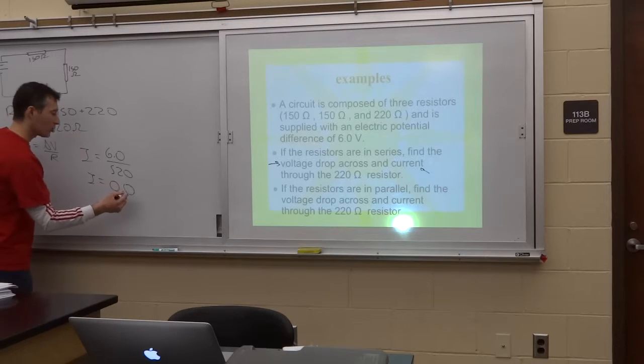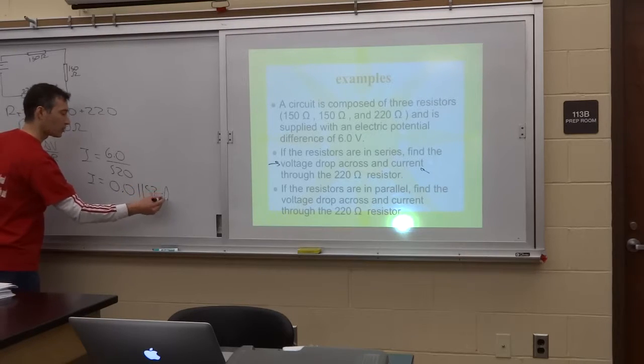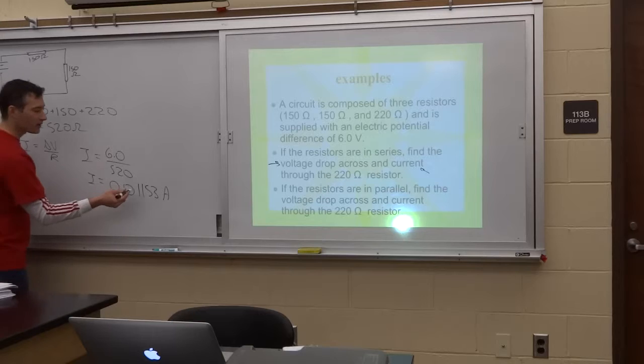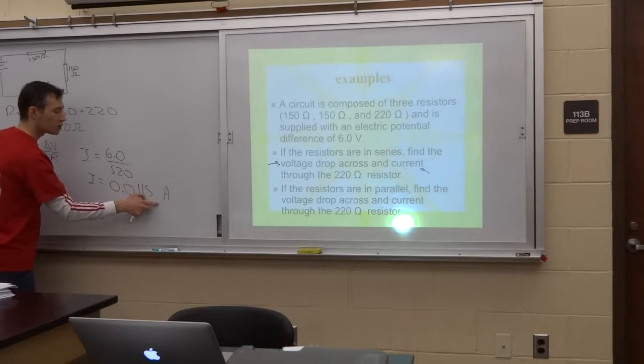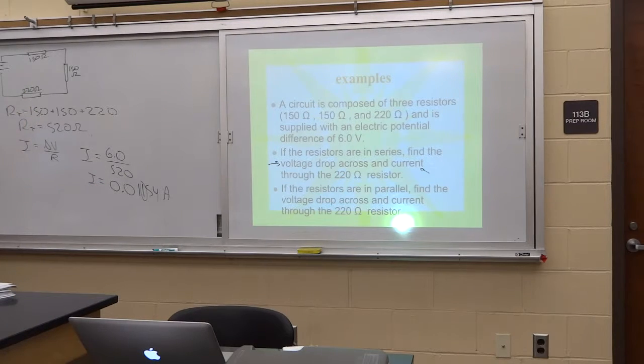0.0115. Okay, 0.011. Give me 2 more actually. 5.3. 5.3. All right, amperes. 5.4. All right, so it should have like 2 significant digits, but whatever. A very small amount of current, 12 milliamperes, because we have a fairly large amount of resistance.